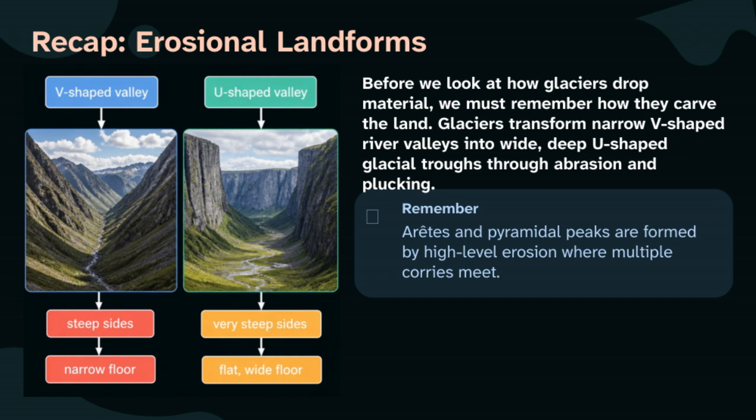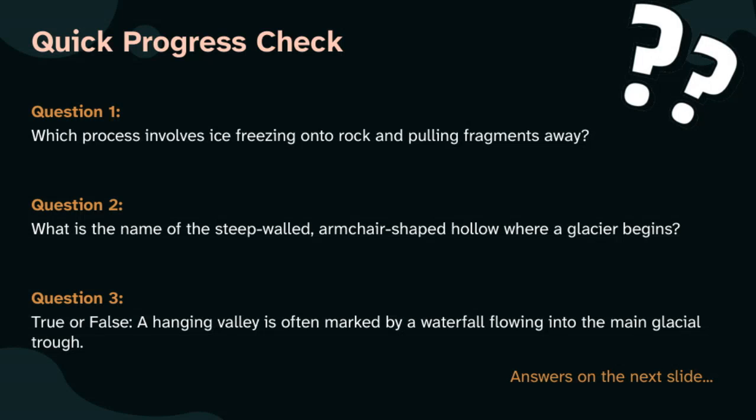Let's ask a question. Why is it useful to understand erosion before studying deposition? Here's a model answer. Because the material deposited by glaciers often comes from rock that was first broken down or eroded by processes like freeze-thaw, plucking, and abrasion. Let's complete a quick progress check.